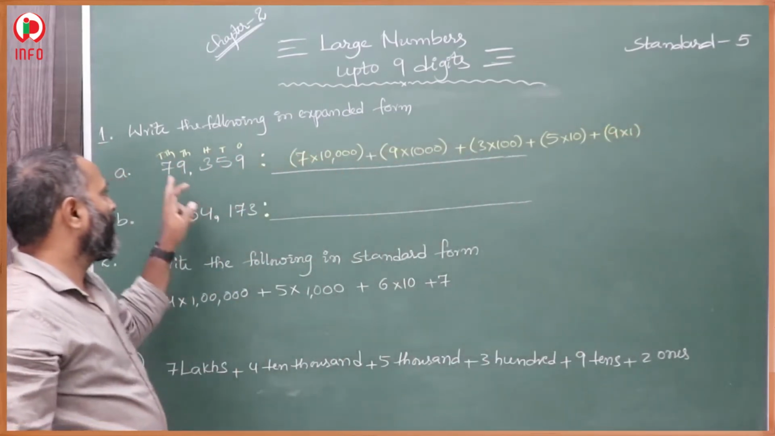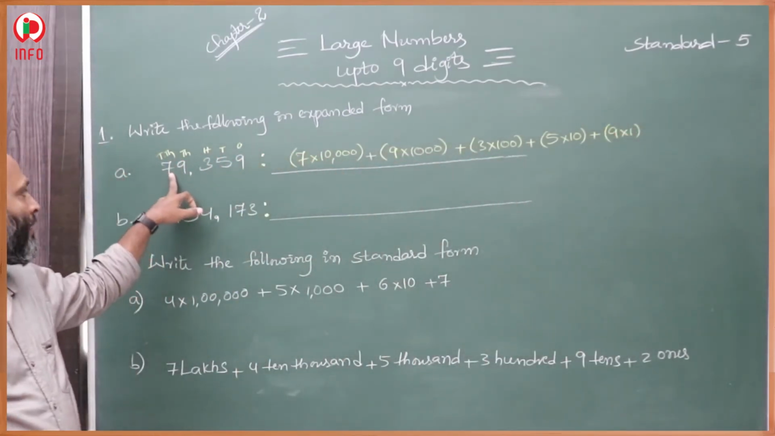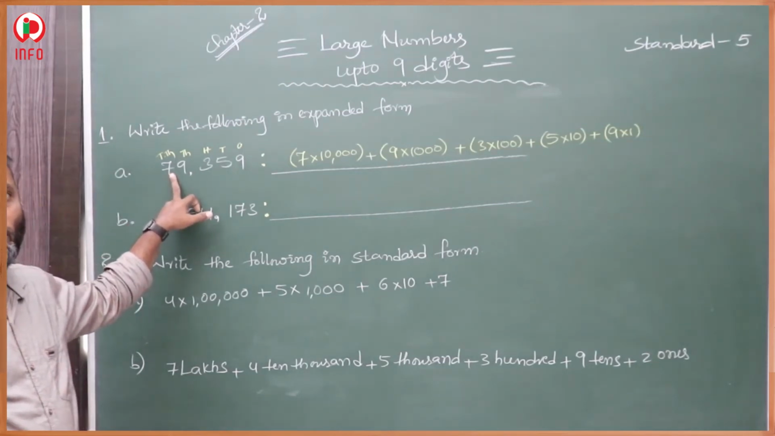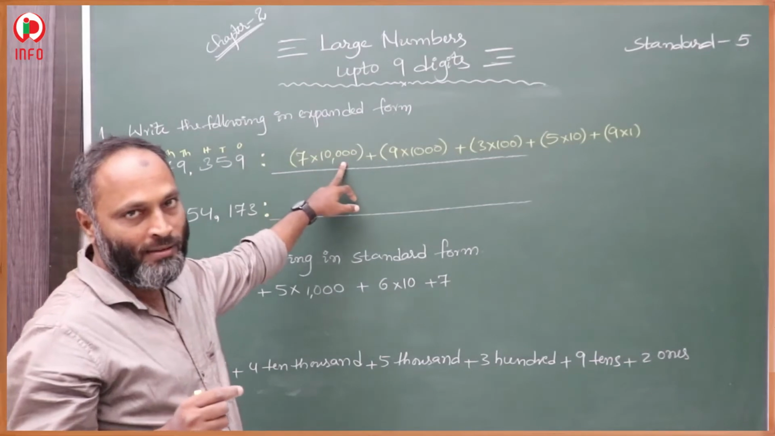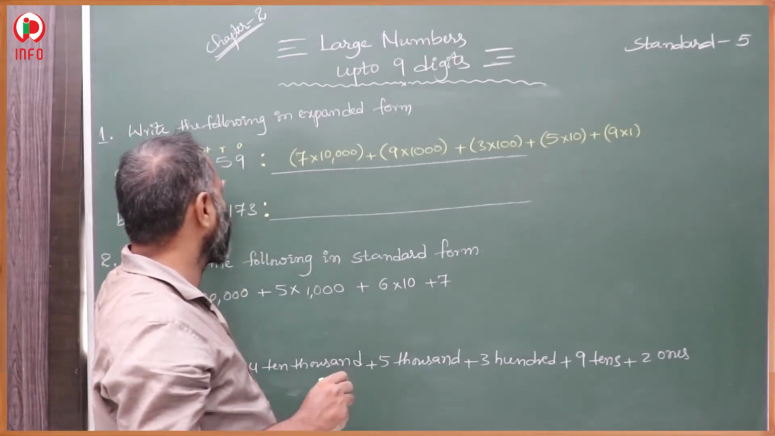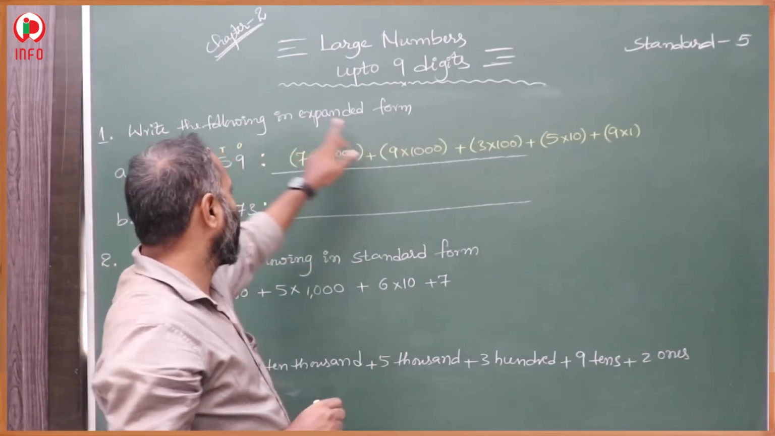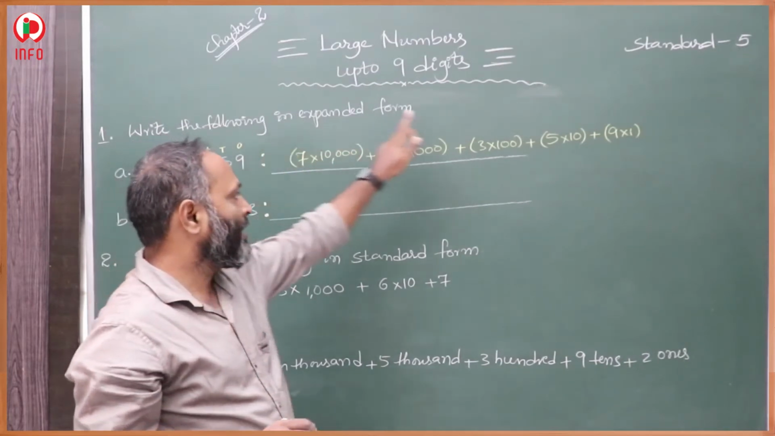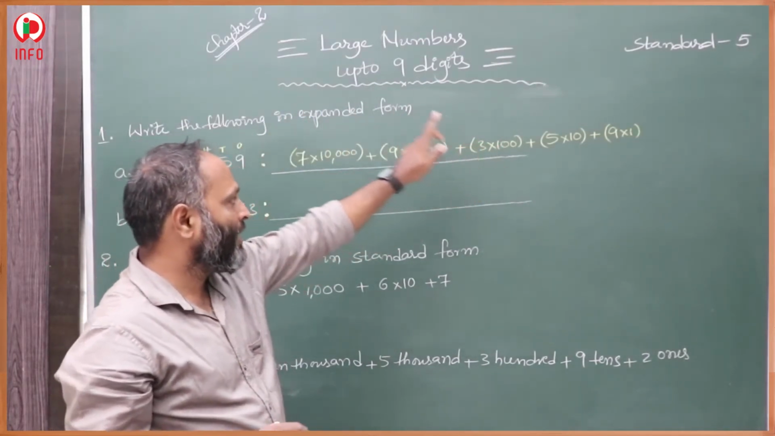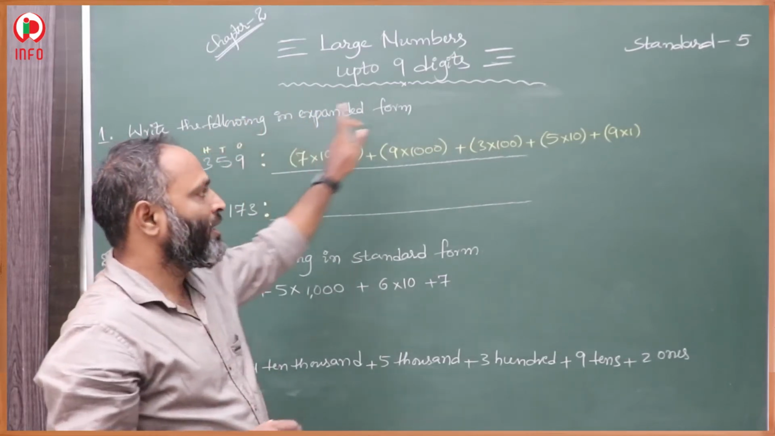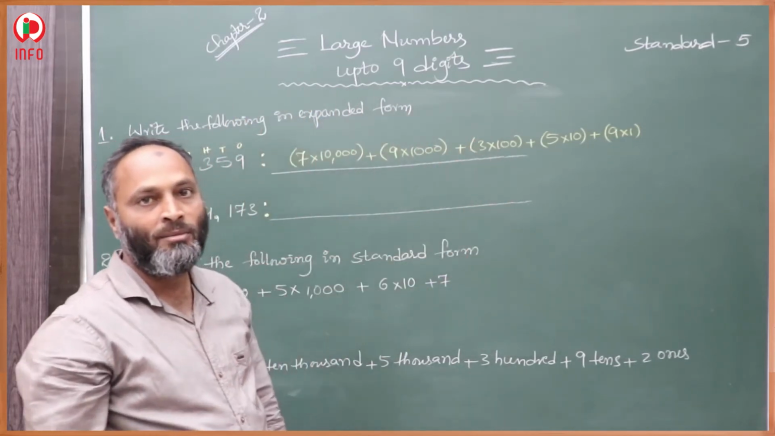Here, first you check in which place the numeral is. If it is in 10,000s place, multiply with 10,000. If it is in thousands place, multiply with 1000. If it is in hundreds place, multiply with 100. If in tens place, multiply with 10. If in ones place, multiply with 1. So this is the procedure.